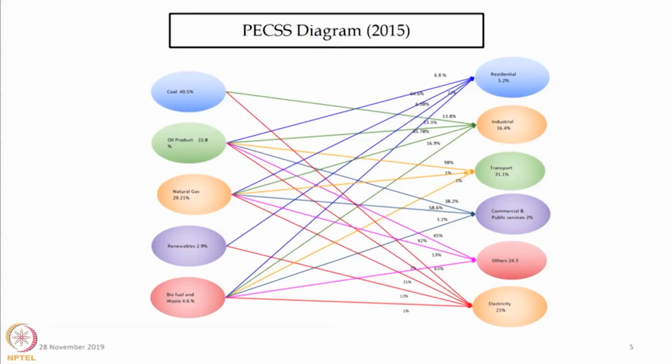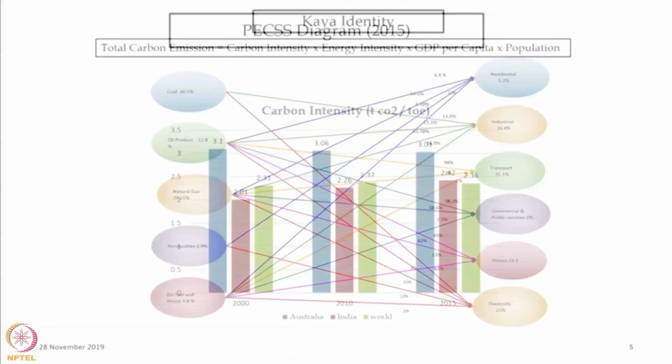This is the primary energy consumption by source and sector diagram. The sources are coal, natural gas, oil, renewables, etc. The sectors are residential, industrial, transport, etc. The transportation and industry sectors consume more energy in Australia.